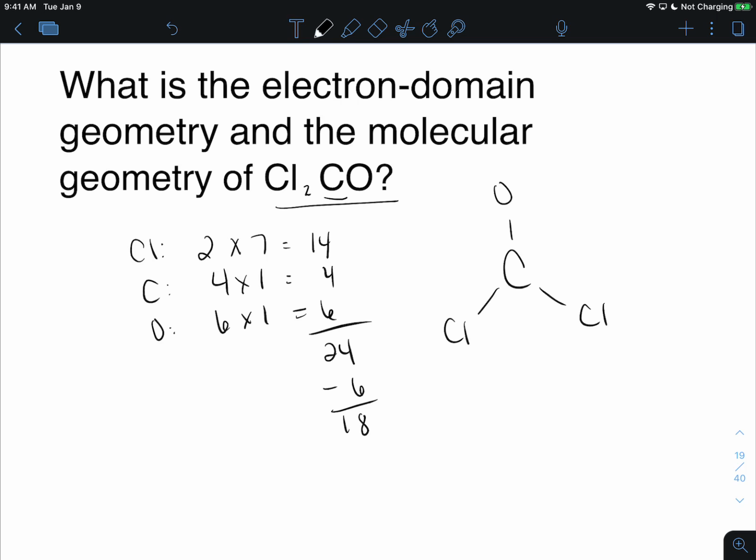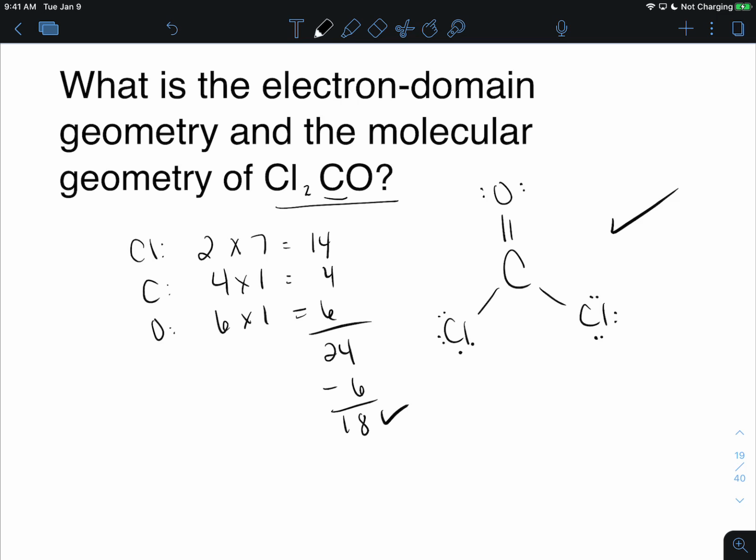We'll put them around our peripheral atoms first. So 2, 4, 6, 8, 10, 12, 14, 16, 18. That's all of those electrons taken care of. Next, we evaluate to see, is this a good structure? And hopefully we notice that, no, it's not quite a good structure because the carbon is lacking an octet. So we're going to take one of these lone pairs and place it in a bonding site instead of a non-bonding site. Now we have 8 electrons around each of our atoms. This is a good structure.